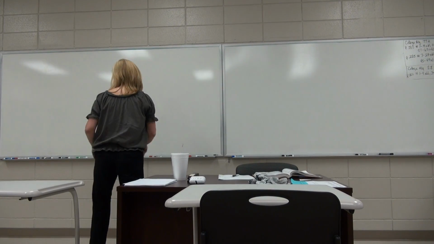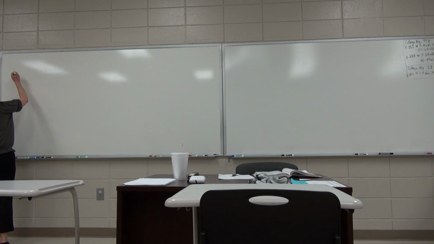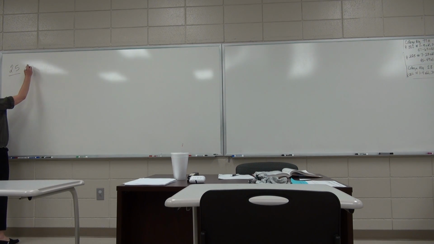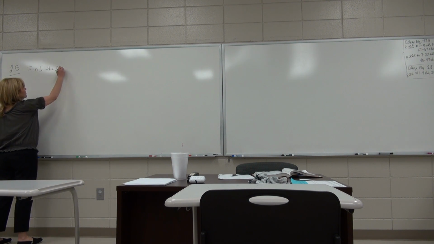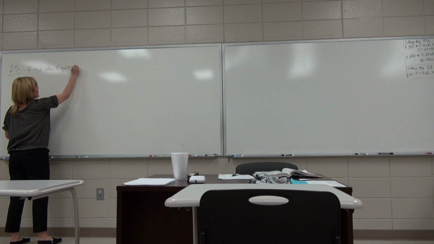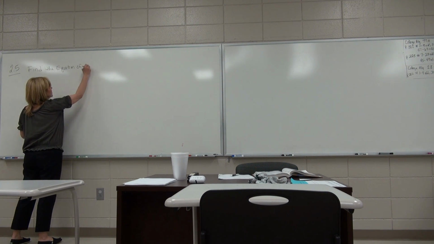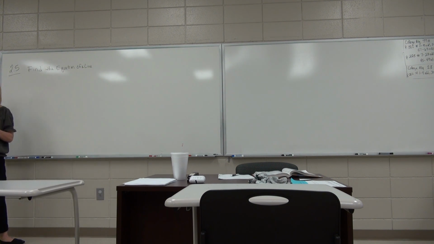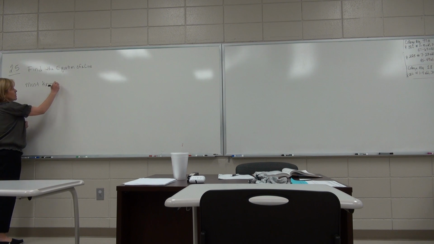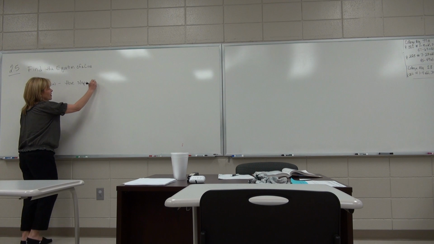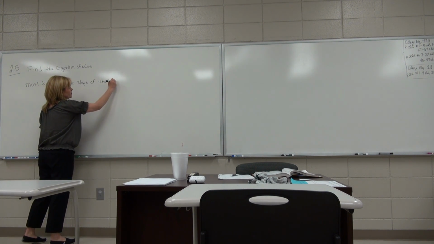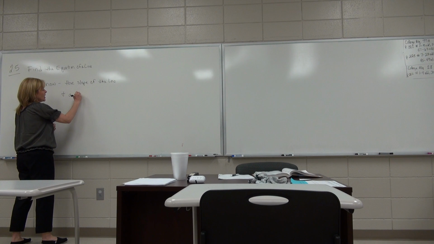All right, so section 2.5. We're told to find the equation of a line. Well, in order to find the equation of a line, you must know two things. You must know the slope of the line and a point on the line.